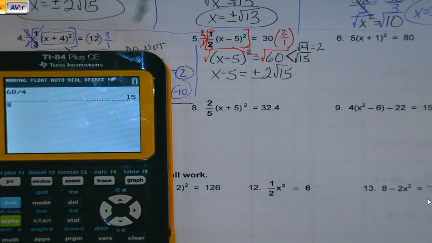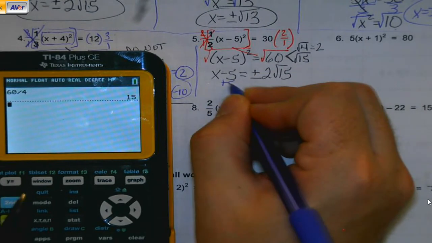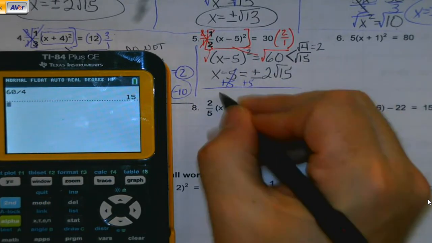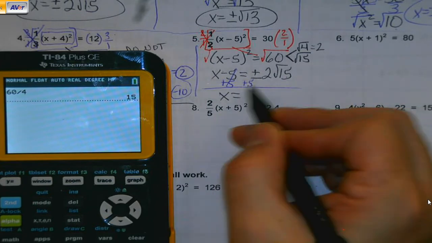You're like, okay, this is getting kind of weird. Here comes the finale. I want to get x alone. Okay, I'm going to plus 5. Here's the one thing I got to watch for. This 5 doesn't have a radical with it. I can't combine these.